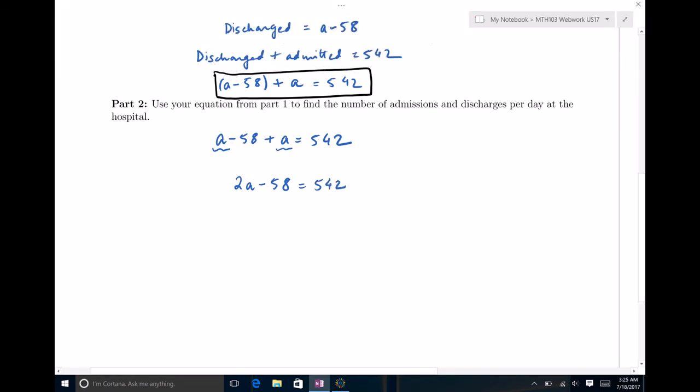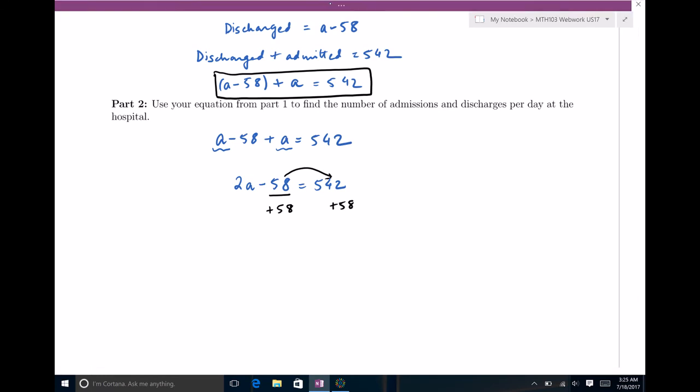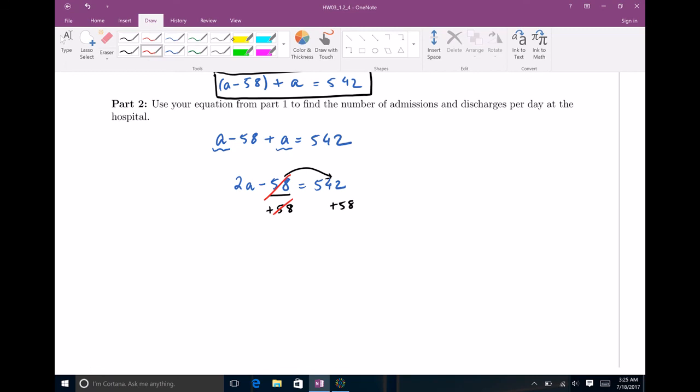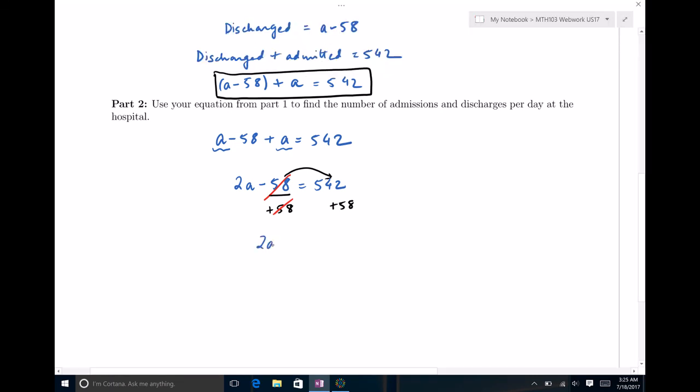In order to solve this equation, I first need to take negative 58 over to the other side. So in order to do that, I'm going to add 58 to both sides of the equation. This means 58 cancels from the left hand side, and I'm just left with 2A, and on the right hand side I get 542 plus 58, which means 2A equals 600.